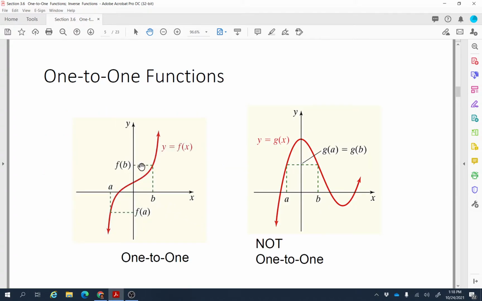So these are two graphs we have given. The first graph is a graph of a one-to-one function, but the second one is not. As you can see, if you pick any two values on the x-axis like a and b, then the value of the function at a and the value of the function at b will be unequal. Two unequal values on the x-axis give you two unequal values on the y-axis. But in this graph, as you can see, a and b are two unequal values, but their corresponding function values, g of a and g of b, are equal. That means it's not a one-to-one function.